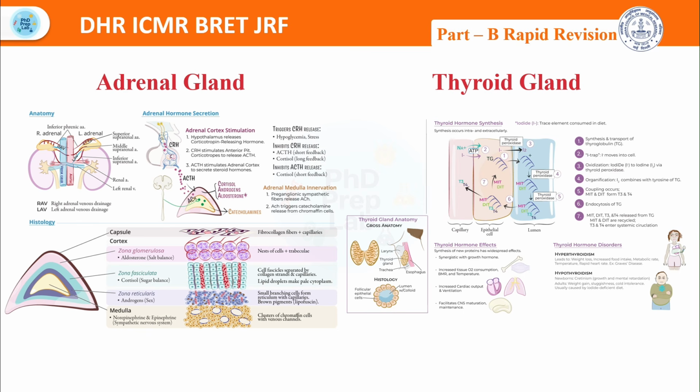The hormones that the thyroid gland secretes are T3, which is triiodothyronine, and T4, which is thyroxine. These are produced by the follicular cells from tyrosine and iodine. It regulates the metabolic rate and promotes growth and development. Then there is calcitonin, which is produced by the C cells, which lowers the blood calcium levels and inhibits osteoclast activity.